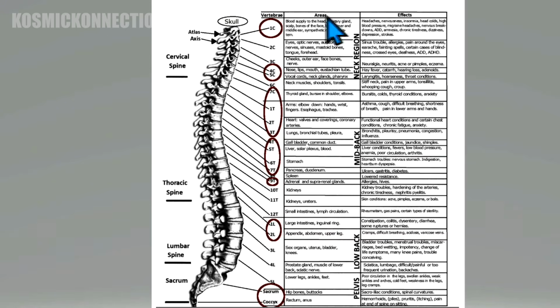Now, if you go to this areas column, that'll show you the parts of the body that are affected when you have something going on with those vertebrae.